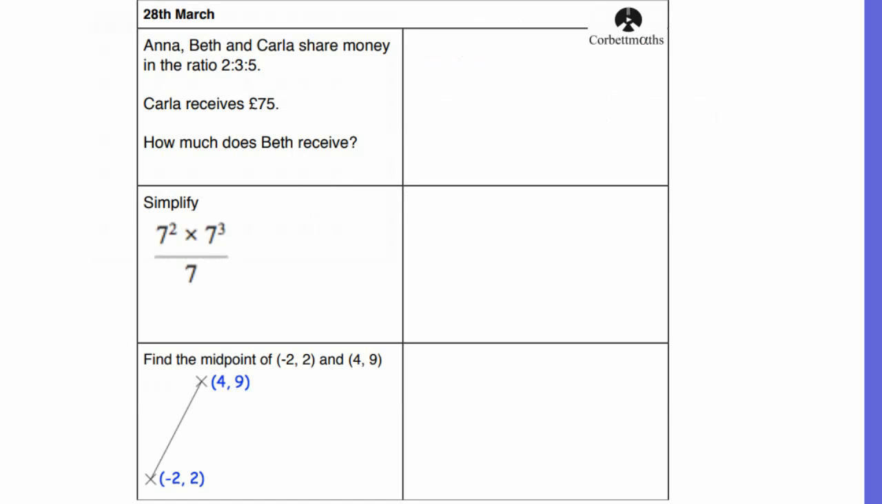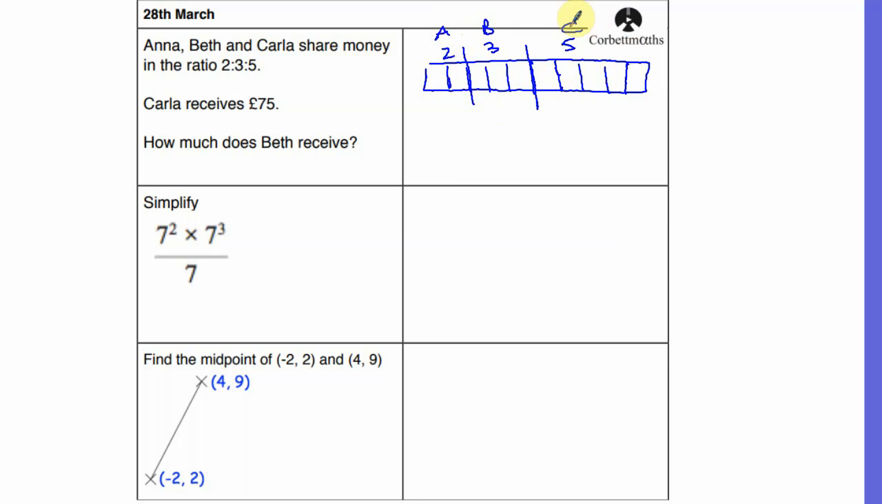Okay, let's have a go through these questions. So, first one, ratios. I could draw a box method for this. I would end up having 2, 5, 10 tiles. So, check that I've got that right. 1, 2, 3, 4, 5, 6, 7, 8, 9, 10 tiles. And I'm going to split it in the ratio 2 to 3 to 5. And this is Anna, Beth, and Carla.